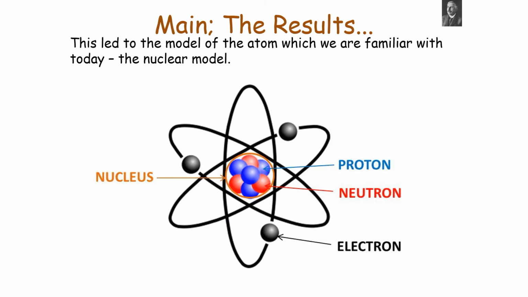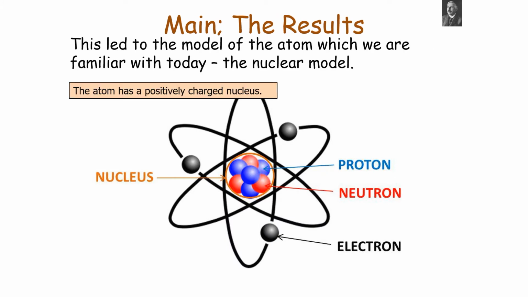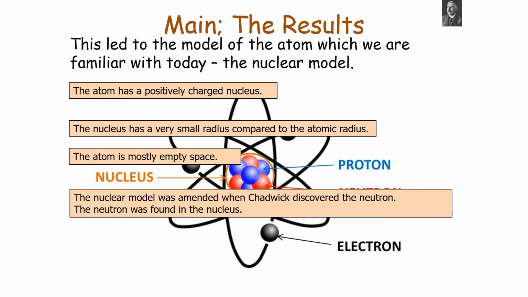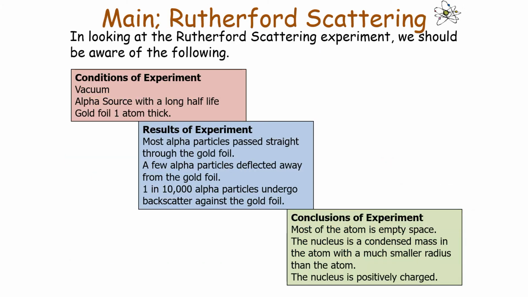So this led us to the model of the atom which we're familiar with today, the nuclear model. The atom has a positively charged nucleus. It has a very small radius compared to the atomic radius. The atom is mostly empty space, and the nuclear model was amended when Chadwick discovered the neutron, which was found in the nucleus. The electron structure was amended when Bohr deduced the electron energy level structure. So we can summarize the ideas of the Rutherford scattering experiment by considering the conditions of the experiment, the results of the experiment, and therefore the conclusions of the experiment.